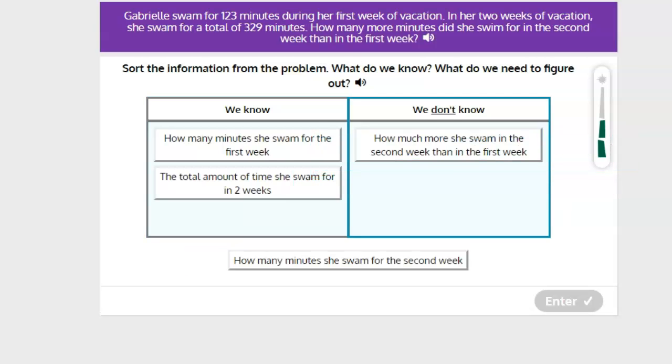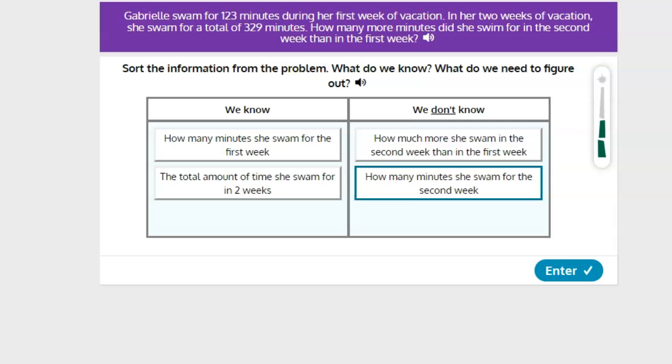But in order for us to solve for our big question at the end, do we know how many minutes she swam for the second week? Nope, we don't know that either. So this means that this is a two-step problem. First, we need to figure out how many minutes she swam for the second week, and then we can solve for the big question at the end, which is how much more she swam in the second week than in the first week.